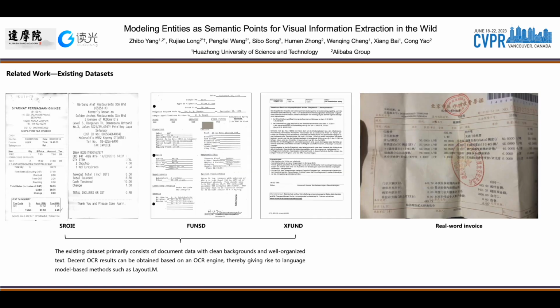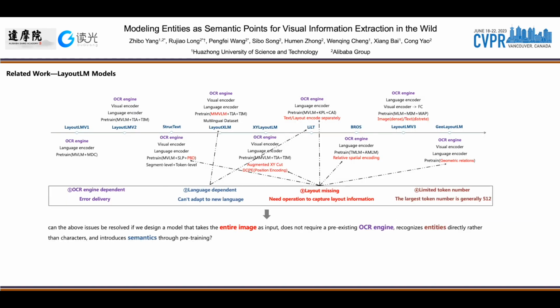The existing datasets primarily consist of document data with clean backgrounds and well-organized text. Here we present several samples of SROIE, FUNSD and XFUND datasets. Due to the decent OCR results obtained by OCR engines, this gave rise to language model-based methods such as LayoutLM. But text and visually rich images taken from real applications are hard to detect and recognize, which will reduce accuracy significantly for language-based models.